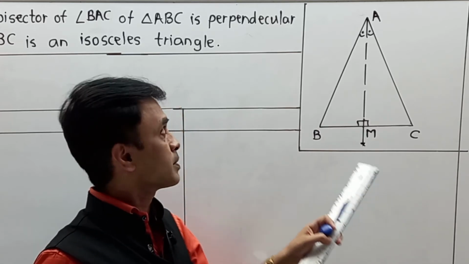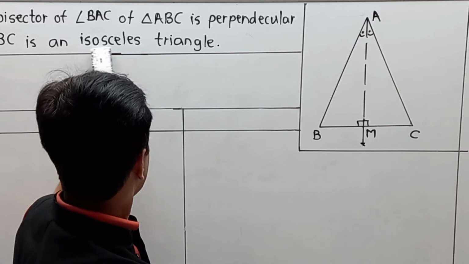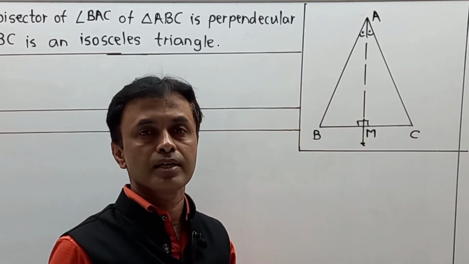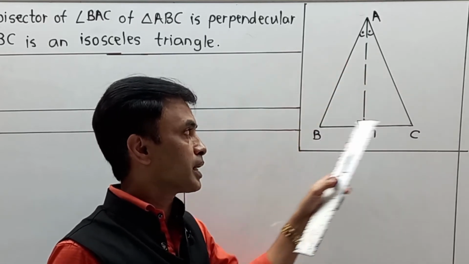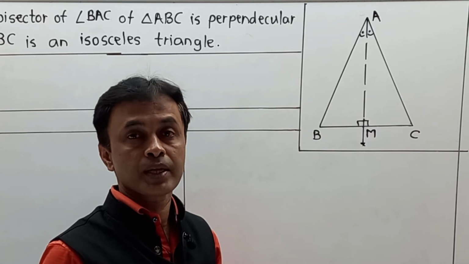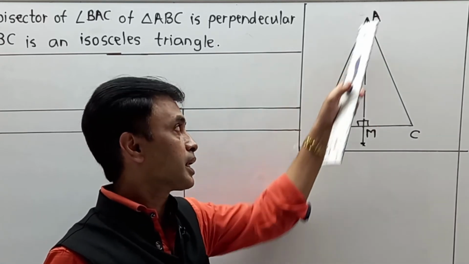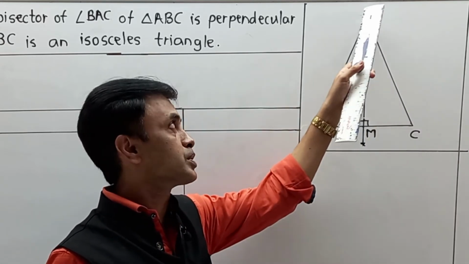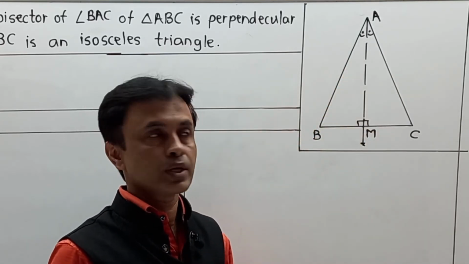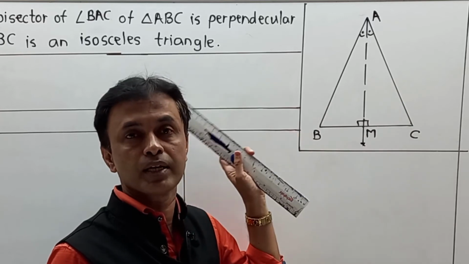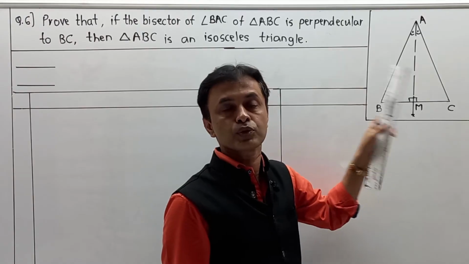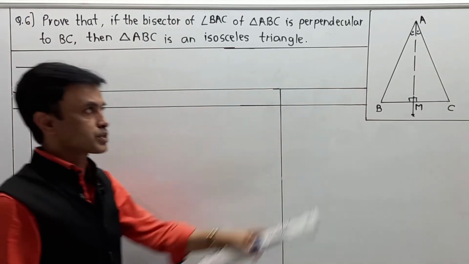Now the task is to prove that triangle ABC is isosceles. Up till this part, everything is given. To prove that triangle ABC is isosceles, you have to prove that AB equals AC. That part you have to prove. In that case, first I am going to write the given and the to-prove, and then in the proof I will explain how to make the proof so that you can easily understand. So first, the given.